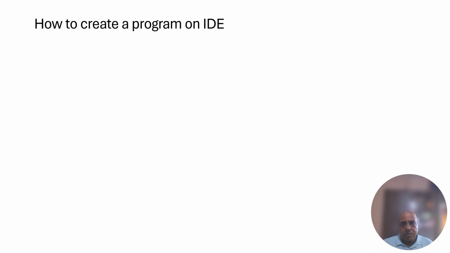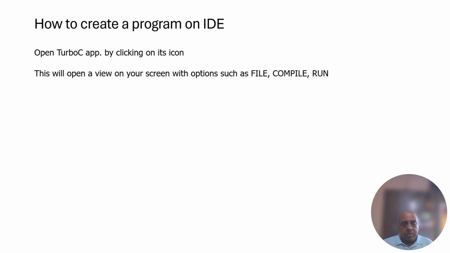How to create a program using the IDE. In the Turbo C app, click on its icon. This will open a view on your screen with options such as file, compile, run, etc. Open the file menu. In the drop down menu, you will get many options. Use new. It will open a blank page for typing our program. We start typing our program on that page.